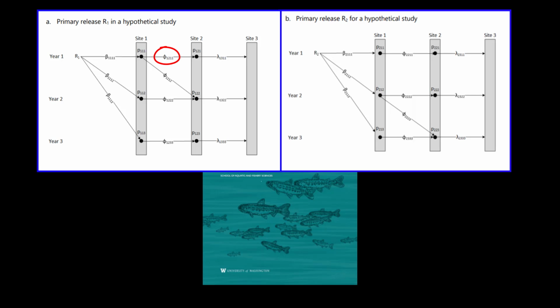Note that the phi1211 parameter in the first figure is equivalent to the phi2211 parameter in the second figure. They represent the same transition between the same reaches and the same years, but for different release groups. Another example of equivalent parameters is lambda1322 and lambda2322. Again, they represent the same transition, but for different release groups.